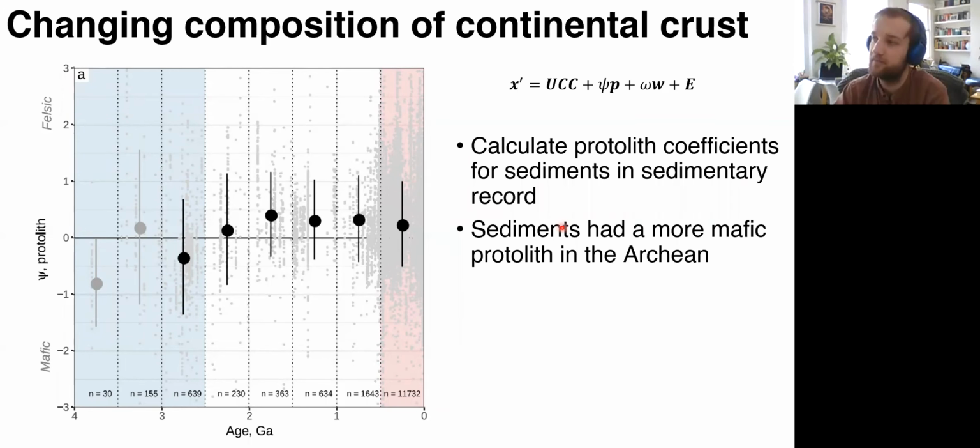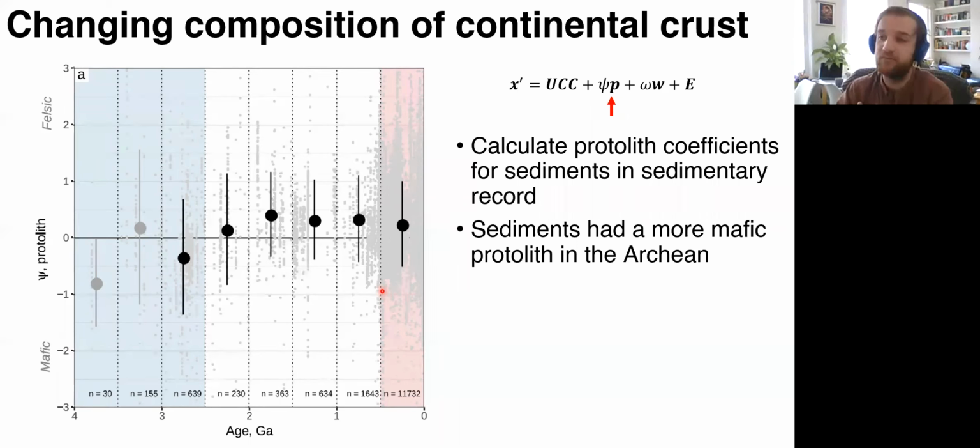So if we look at our model here, we've got our sediment composition, upper continental crust, protolith composition, and weathering. We're going to be interested in this term here: the composition of the protolith for sedimentary rocks back in time. On the left, I've plotted the composition of the protolith, represented by the psi term, through time for all of the data points in the big sedimentary geochemical and paleo environment project data set.